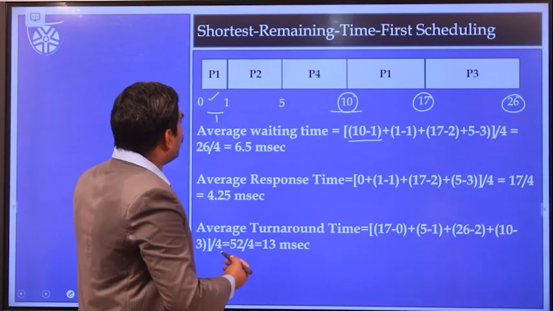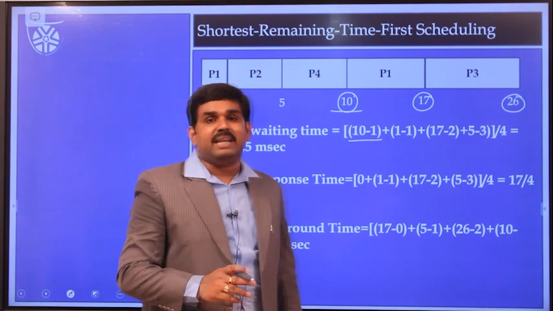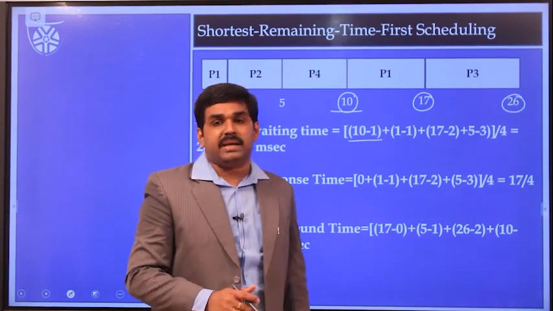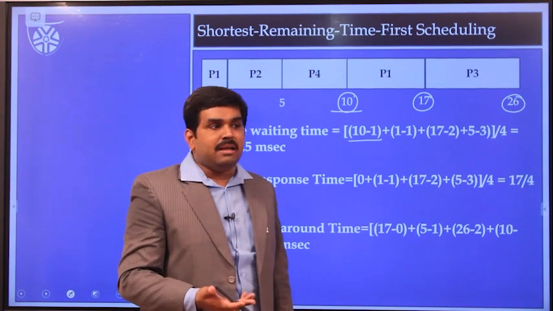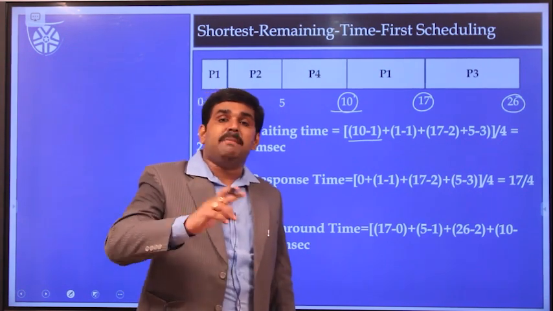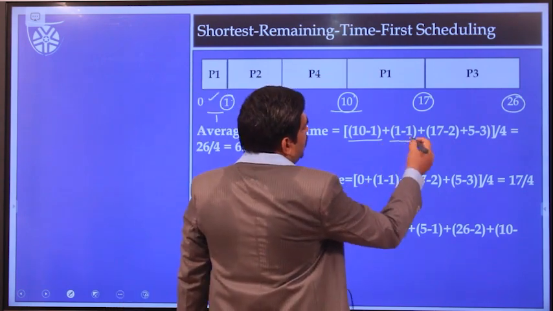Coming to the process P2. P2's waiting time is 1 second. But when was it admitted into the main memory? Only after 1 second, right? So even though it waited for 1 second, it came into the main memory only after 1 second. So the waiting time is 1 minus 1, which is 0 seconds.